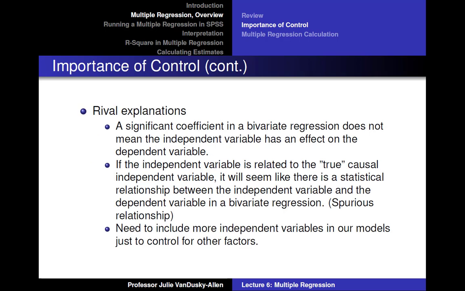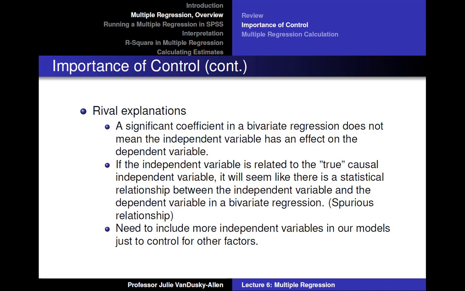Last, we also run multiple regression because a significant coefficient in a bivariate regression does not necessarily mean the independent variable has an effect on the dependent variable. If the independent variable is related to the true causal independent variable, it will seem like there is a statistical relationship between the independent and dependent variables in a bivariate regression. However, the independent variable really does not have an effect on the dependent variable. It is the true causal variable that is driving the relationship, but we did not include that true causal variable in our bivariate regression. This phenomenon is what is known as a spurious relationship.